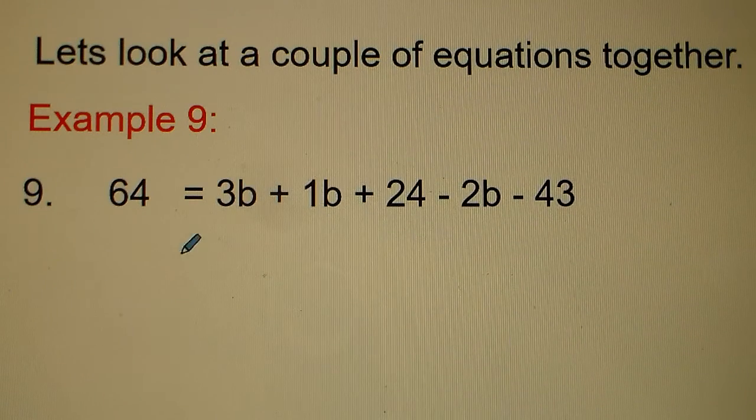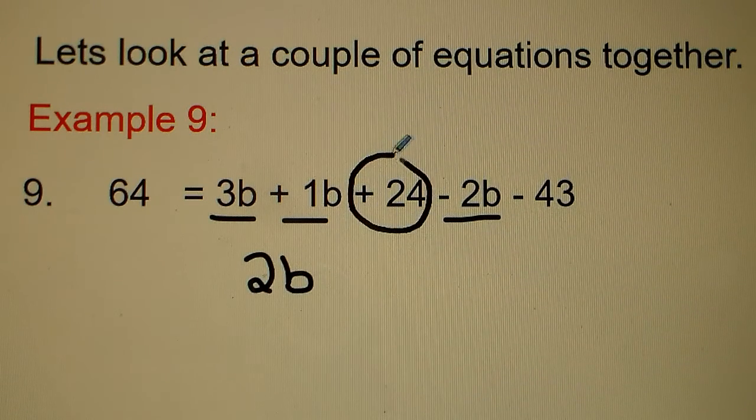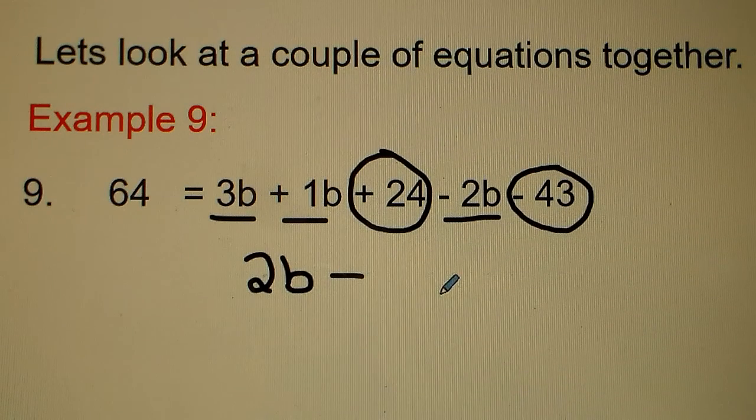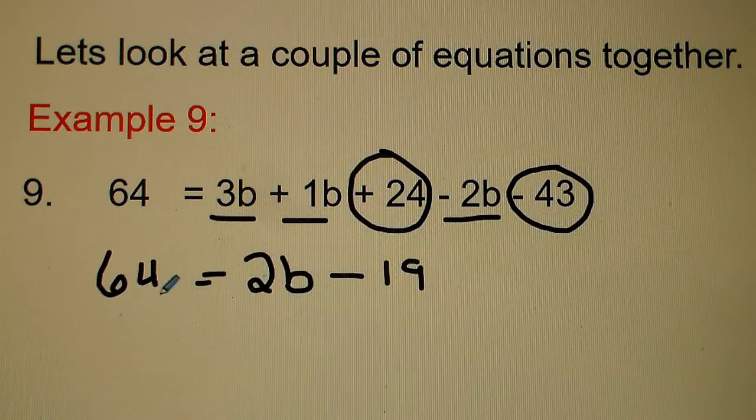Number 9. 3b plus 1b gets us 4b. 4b minus 2b gets us 2b. 24 minus 43 is going to get us a negative 19. And that's equal to 64, so it's okay if it's on the right side. It's still the same story. Just combine everything with the right side.